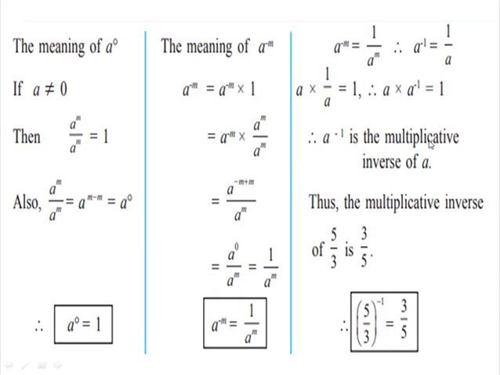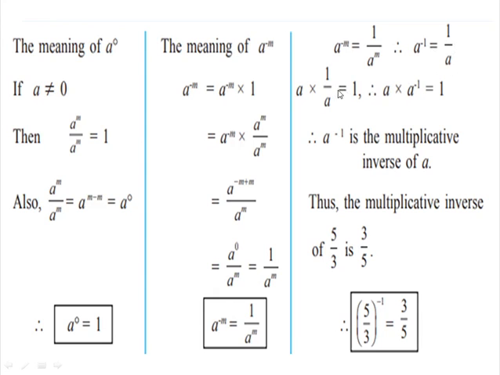Now let us see multiplicative inverse. A raised to negative m is equal to 1 upon a raised to m. Just now we have seen converting negative index into positive one. The same example has been taken here. If you take m as 1, then you will get a raised to negative 1 equal to 1 upon a. That is, if we take 1 as the value of m, we will get a raised to negative 1 equal to 1 upon a.